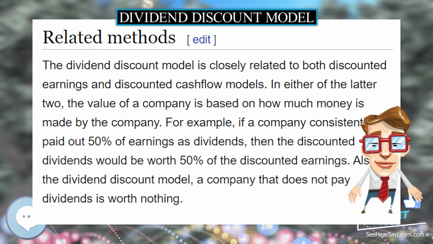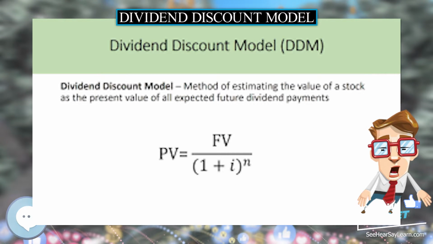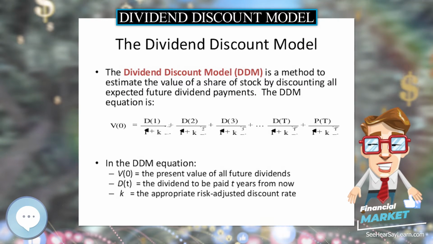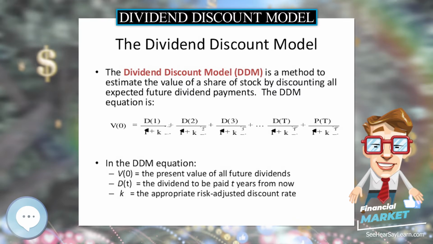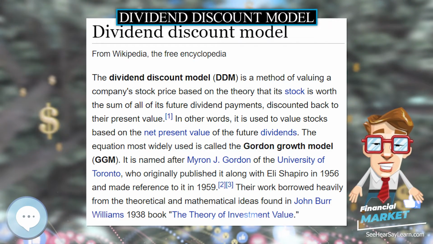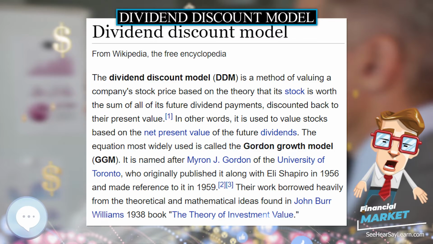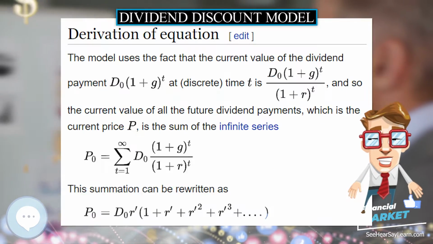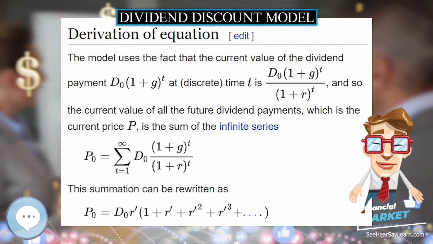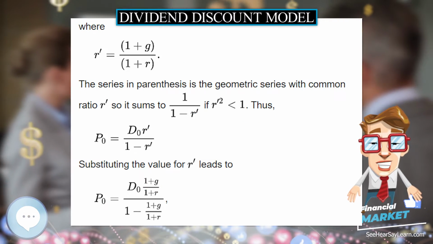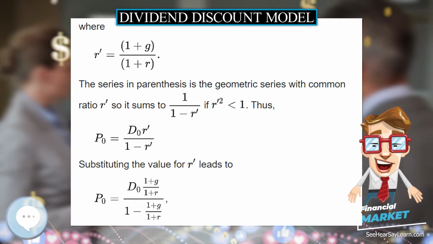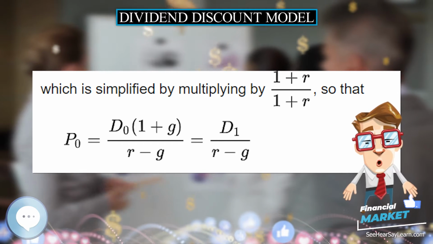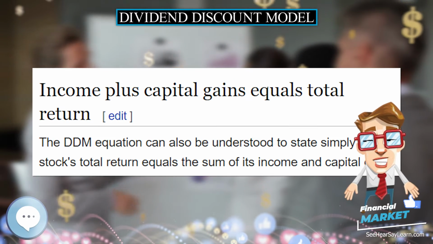Derivation of equation. The model uses the fact that the current value of the dividend payment D0(1+G)^t at discrete time t is D0(1+G)^t/(1+R)^t, and so the current value of all the future dividend payments, which is the current price P, is the sum of the infinite series.